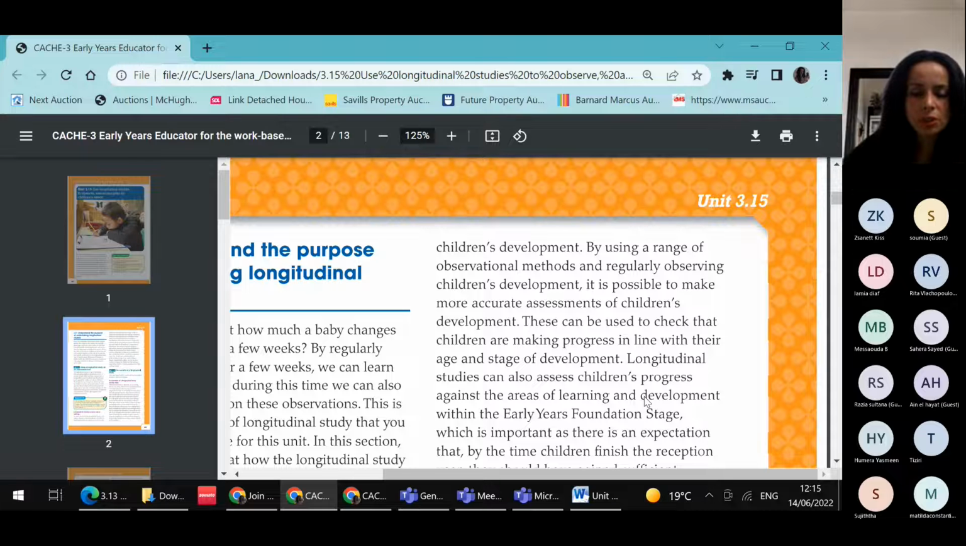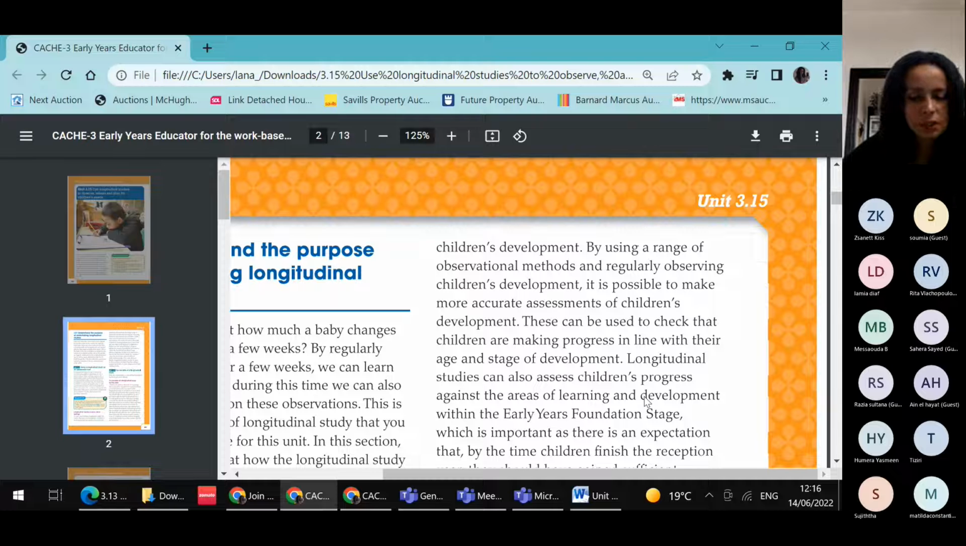So this can be used to check if the children are making progress in line with other children, and we compare them to their same age group, to their same stage, maybe stage 1, stage 2. Are they doing the same? Are they progressing well? Maybe they are not. If we compare them to others, this is what we need. We need to not only monitor them, but we compare them to other children of the same age.